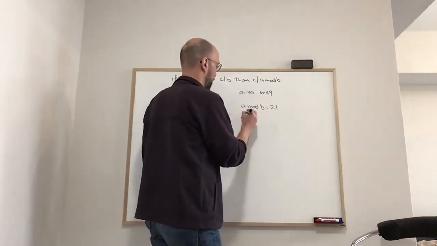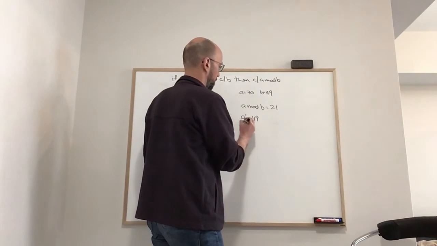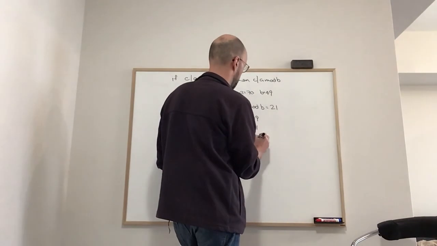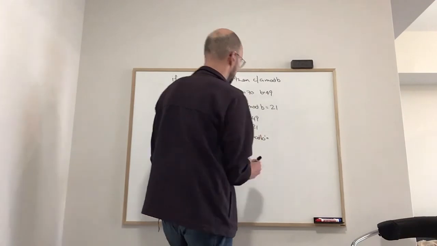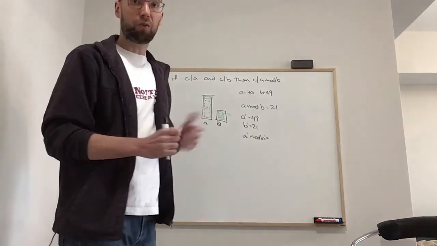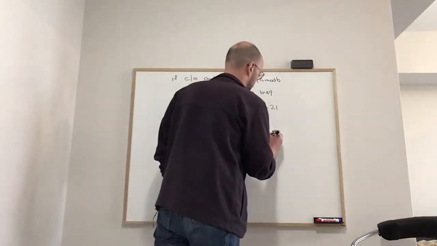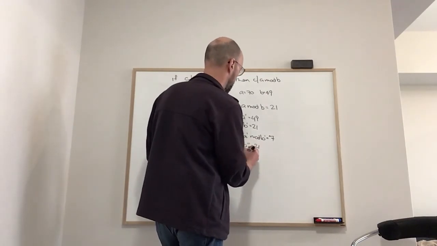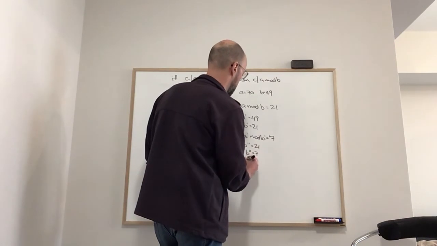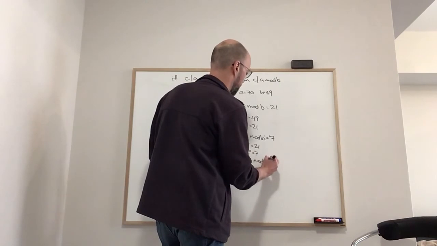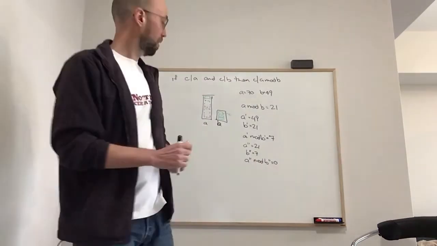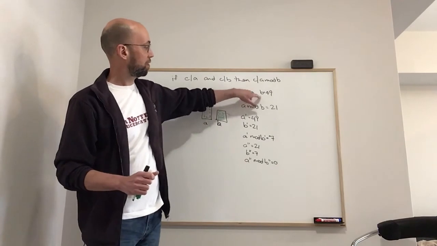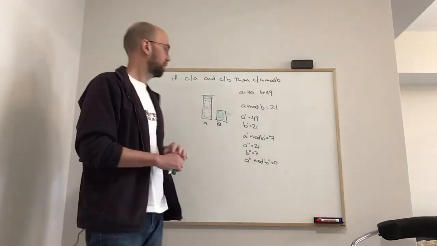So now we say A prime equals 49, B prime equals 21, and so A prime mod B prime equals, 21 goes into 49 twice, so the remainder is 7. And then we say, okay, so A double prime is 21, and B double prime is 7, and A double prime mod B double prime is 0. So that means 7 divides 21, and so 7 divides A, 70, and 7 divides B, 49. Okay, woo! That was cool.